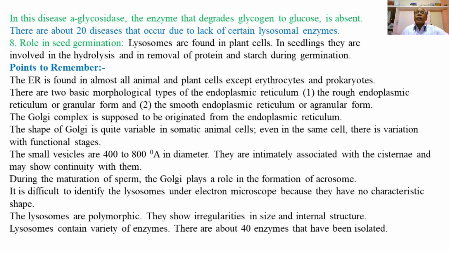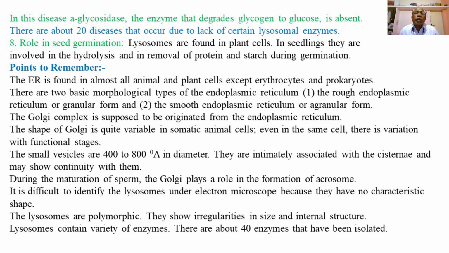Now we'll explain a little bit of the important points of the topic, that is, points to remember. The ER, that is the endoplasmic reticulum, is found in almost all animal and plant cells except erythrocytes and prokaryotes. Means endoplasmic reticulum is found in all types of eukaryotic cells, and ER is absent in RBCs, that is erythrocytes, and prokaryotes like bacteria.